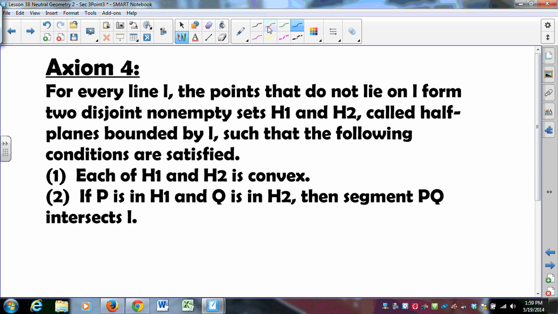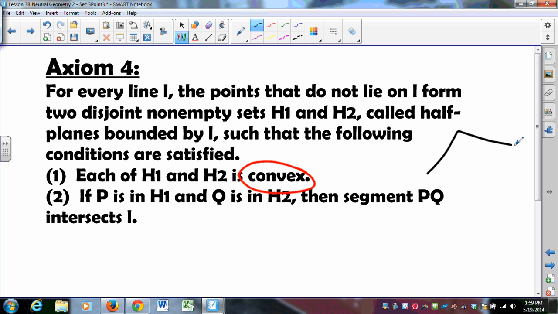Let's talk about a couple things here. We should talk about what we mean by convex. Well, we mean that anytime you draw a line segment from a point in the set to another point in the set, that segment is completely contained in the set.